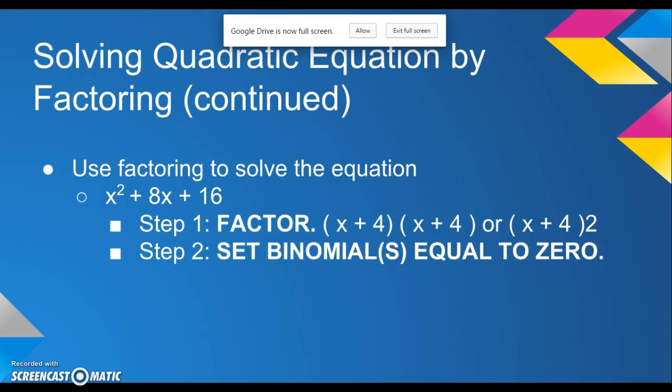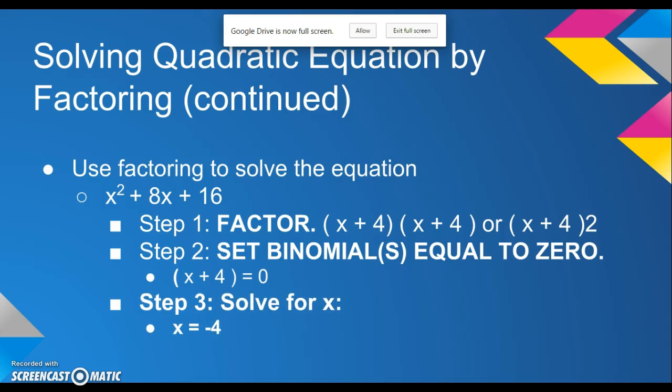Set the binomials equal to 0. x plus 4 equals 0. Again, it's a perfect square, so it's only 1. And step 3, solve for x, and the answer is x equals negative 4. Now, if you had a problem where there's an a term in front of the x squared, it's the same thing: you factor and figure everything out, follow these steps, set equal to 0 and solve for x.